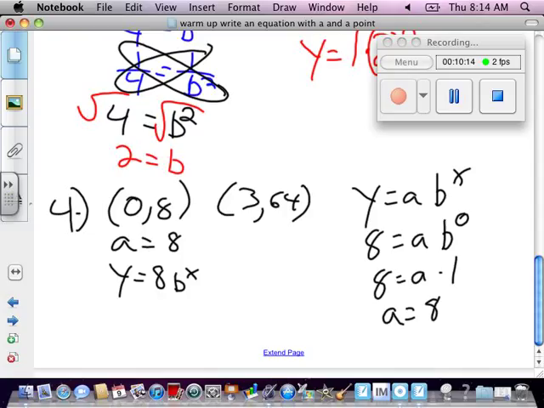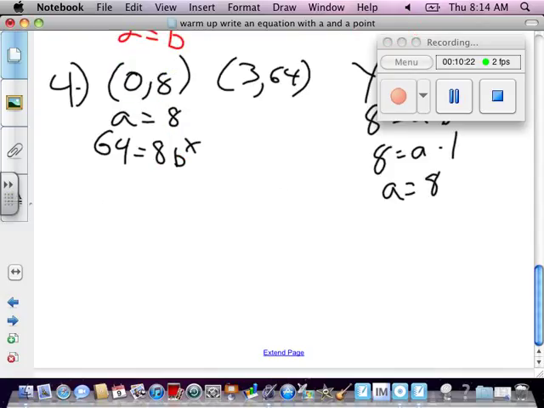Let's plug in this problem for x and y. Okay, so what's the first thing I do? I've got to get b by itself. Oops, I didn't plug in the x. Divide. How many times does 8 go into 64? 8. All right, this looks really weird. I can't square root it. What can I do? Cube root it. That's exactly right.